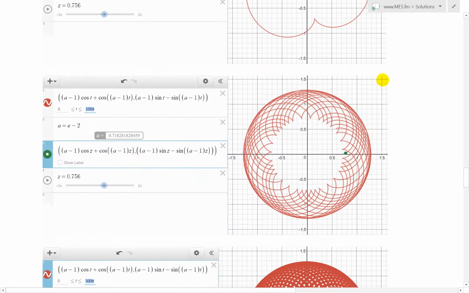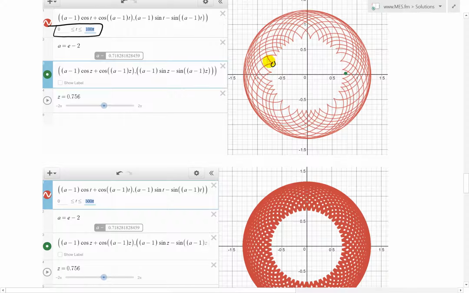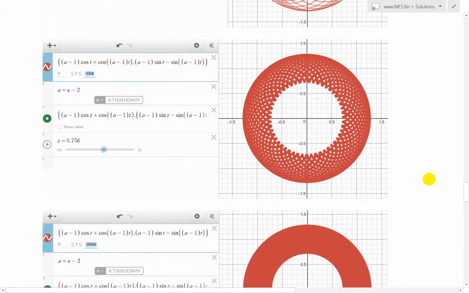And then when we go to 100 pi, we get something that looks like this. So you get more and more of these shapes. But as you can see, all the cusps are on the inside. And this is from 0 to 500 pi. Just to show you, it's getting thicker and thicker like that.